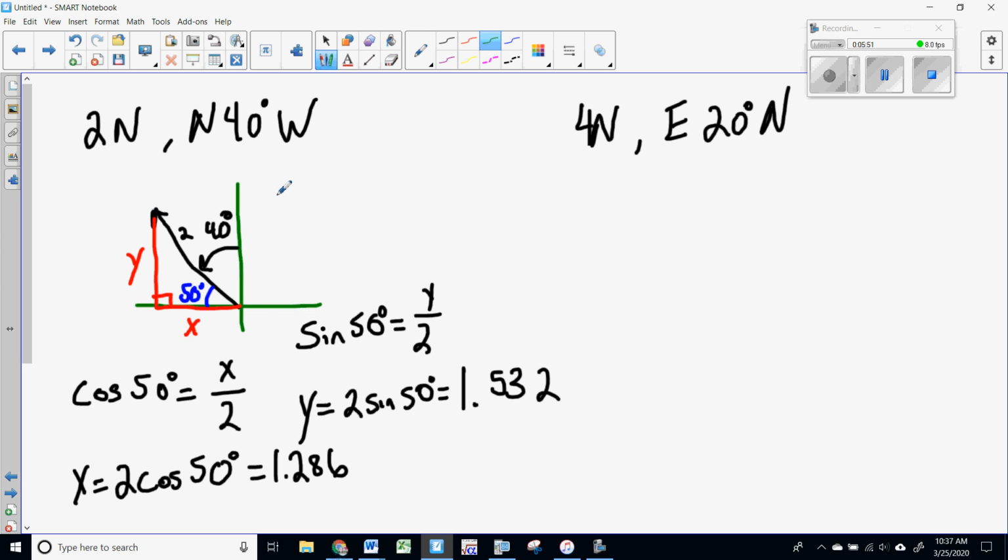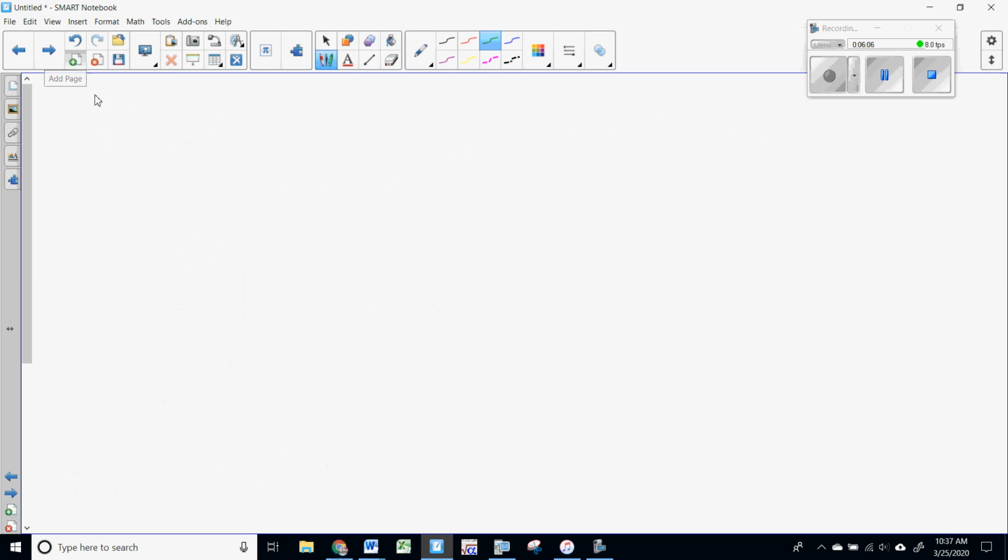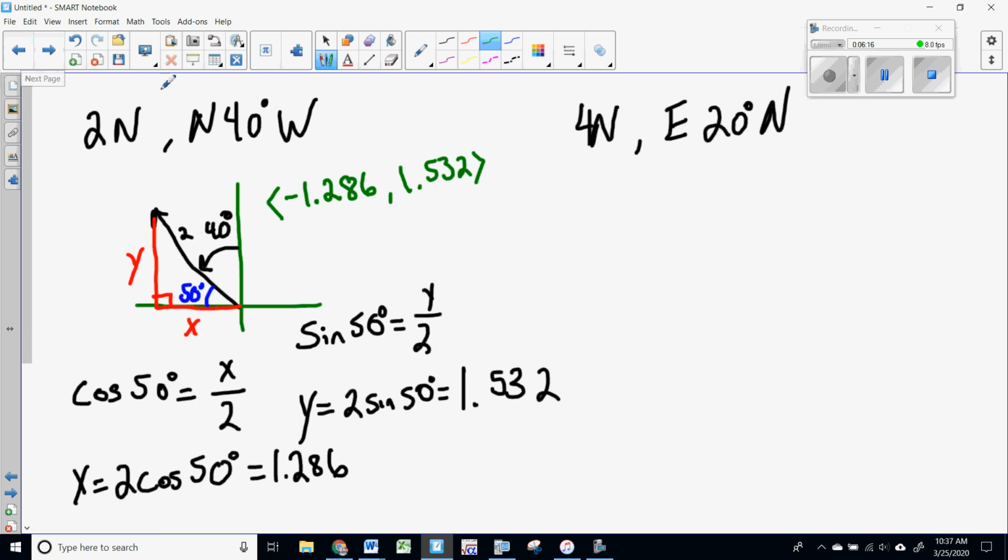So I think my component vector is negative 1.286, 1.532. So I had to switch this to be negative here because of what quadrant the angle is in. You know, if I drew an angle and it was down here, then both the x and the y would have to be negative. But when you make your angle to the x-axis, it doesn't matter. You're always going to have positive.